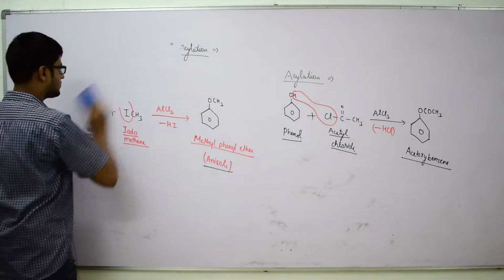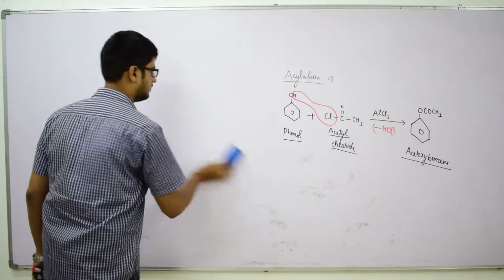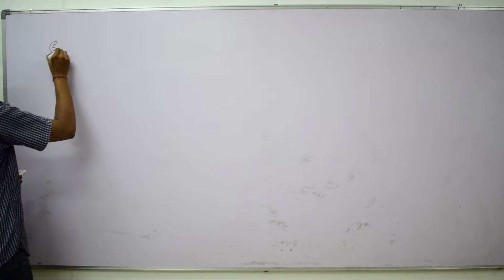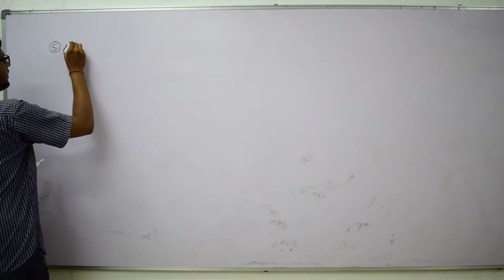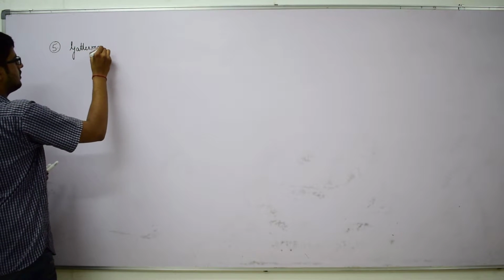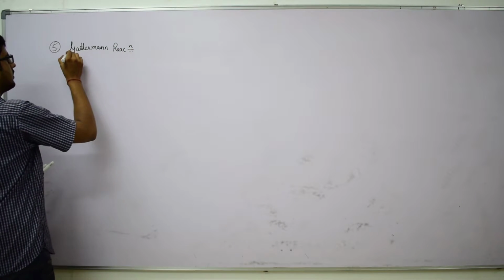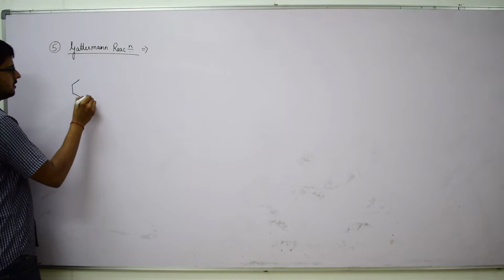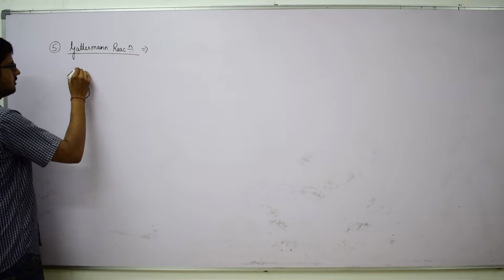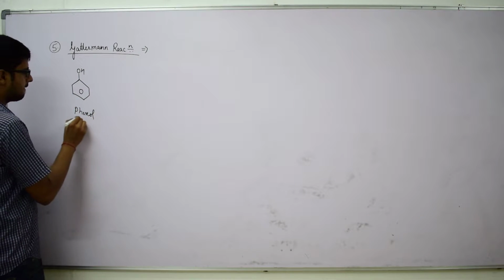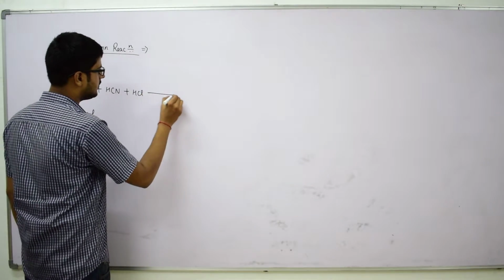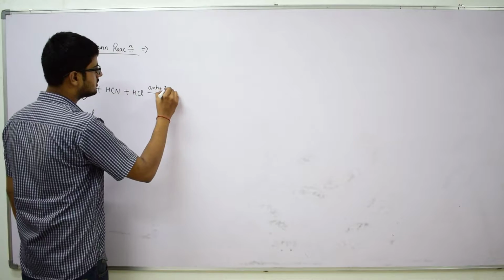Now, let us see the fifth reaction. That is the Gattermann reaction. This is the next reaction. So, when phenol is treated with HCN plus HCl in the presence of anhydrous zinc chloride.